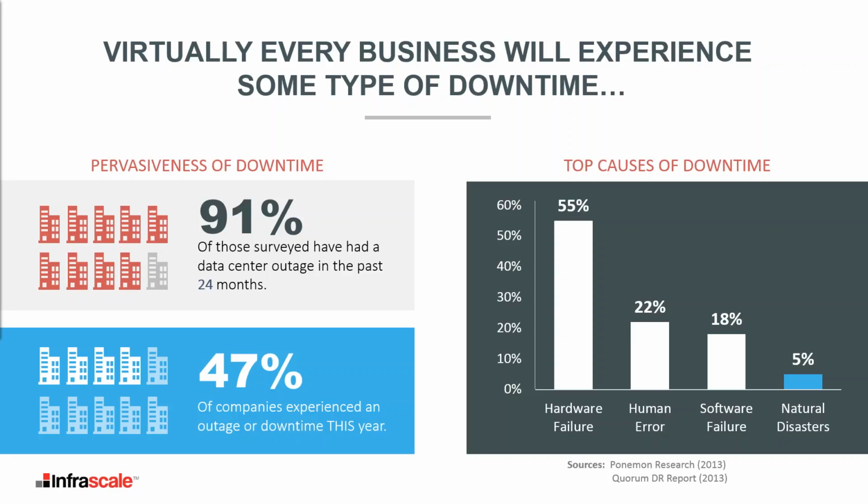On the left of this slide here is simply the pervasiveness of downtime. This is how prevalent it really is. 91% of those surveyed had an outage in the past 24 months, in the past 2 years. And then 47% of companies experienced an outage this year. So of everyone on the line here, 47% of you is a very high number. So if you've experienced any type of outage, we'd love to hear about it. And let's go ahead and talk about, now that we've seen that, what does this downtime actually cost a business?